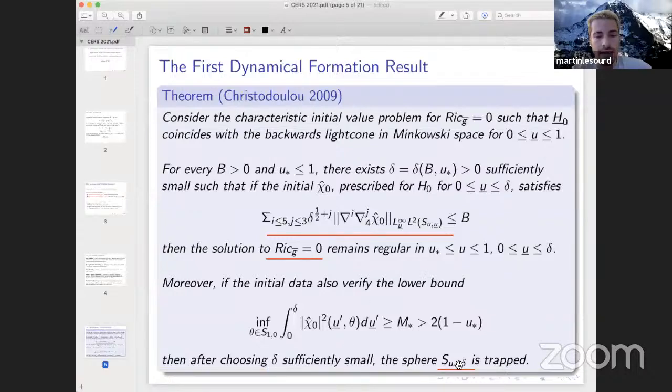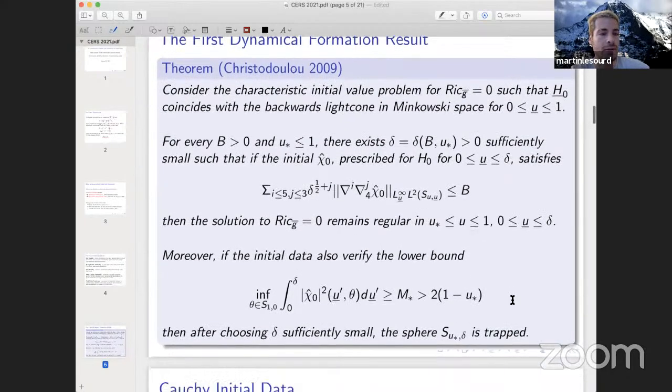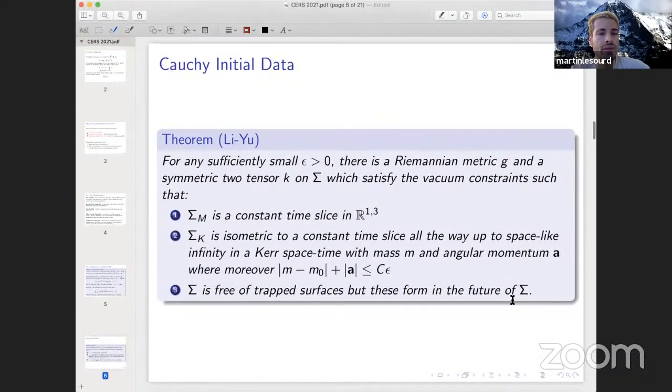It was the first one of its kind, and it was the first time that people had initial data that didn't contain trapped surfaces, but which in evolution led to the formation of trapped surfaces. And there's no symmetry assumptions here at all. It's just initial data. So in 2012, Li Yu put a paper on the archive, which was eventually published in 2015 in the Annals of Mathematics, where essentially what they did was take the result of Christodoulou and use the Corvino-Schoen gluing arguments to add on a Kerr slice onto the space-time slab of Christodoulou.